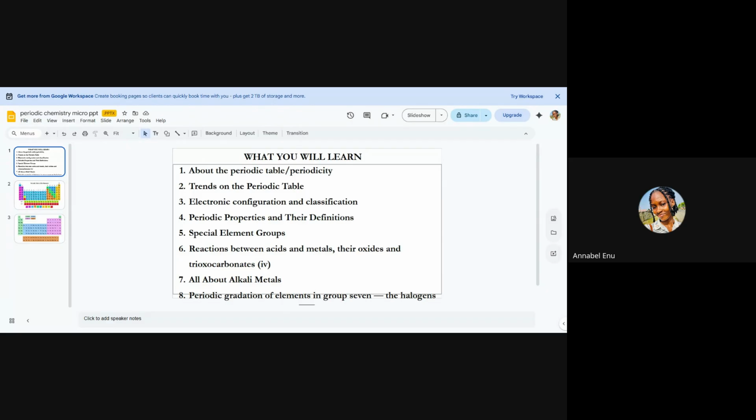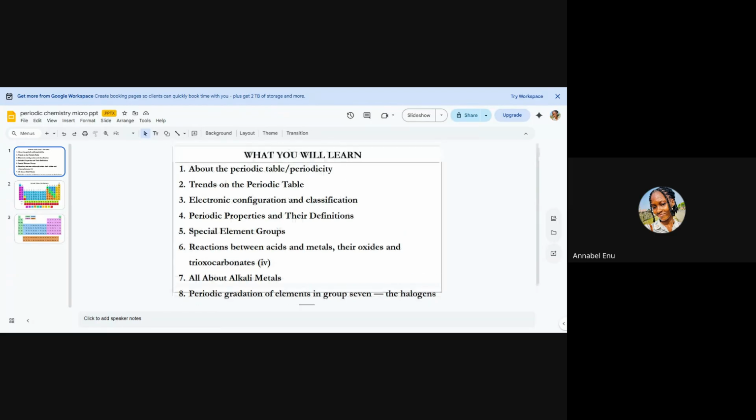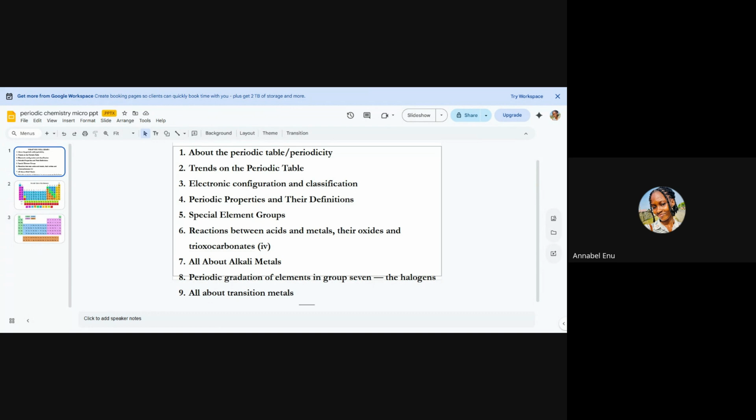Now, each of these topics are gotten from your syllabus. I don't like that this thing is echoing. Okay, we'll also be learning about reactions between acids, metals, their oxides, and also carbonates. And we'll also learn about alkali metals, some periodic gradation of some elements, and about transition metals. So hopefully we're able to exhaust all of these things before the end of this class by 8:30.